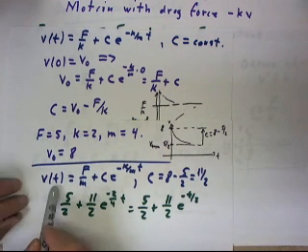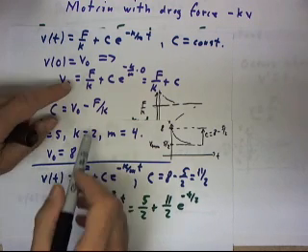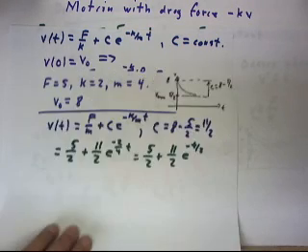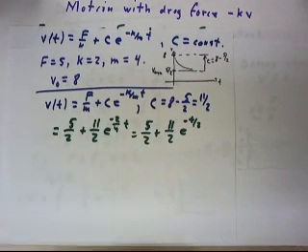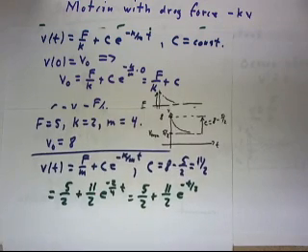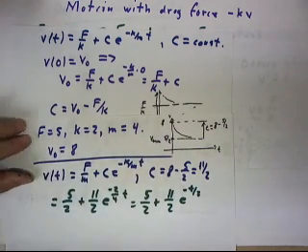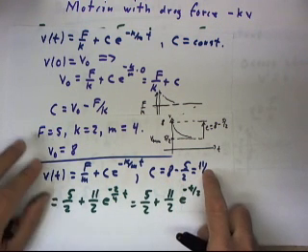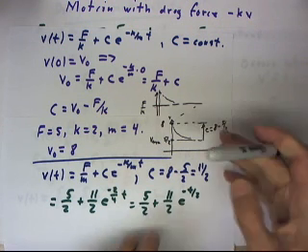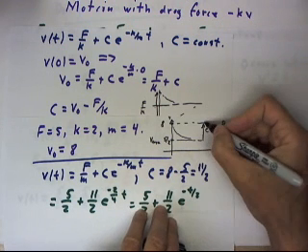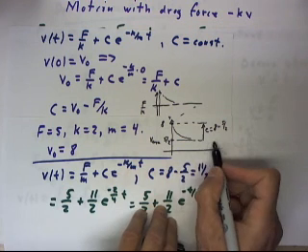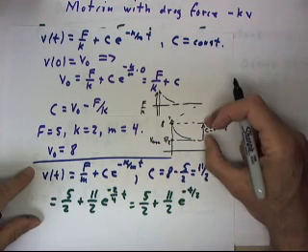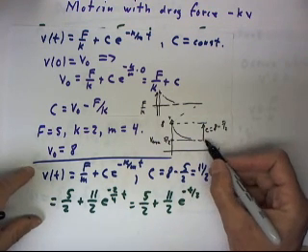Now, our solution, of course, is of the form F over K plus C e to the negative K over m t, with C, as we've seen, equal to V naught minus F over K, so that our C is 8 minus 5 halves, which is 11 halves. And that simply corresponds to how far the initial velocity is above our terminal velocity. That's how much difference we have between how fast we're moving and how fast this thing will be moving if it's in equilibrium.